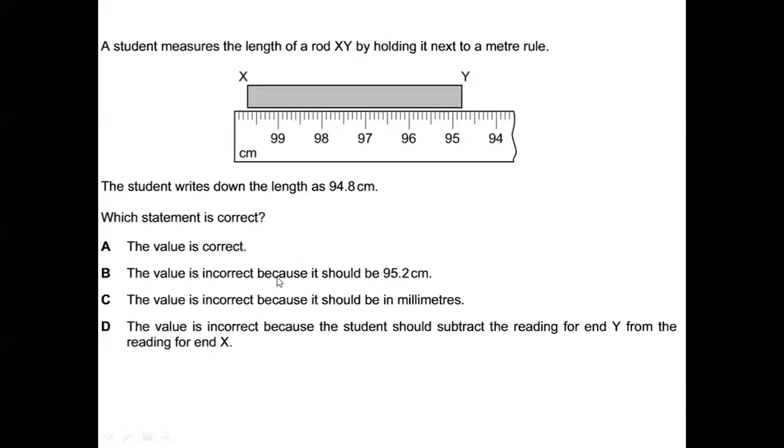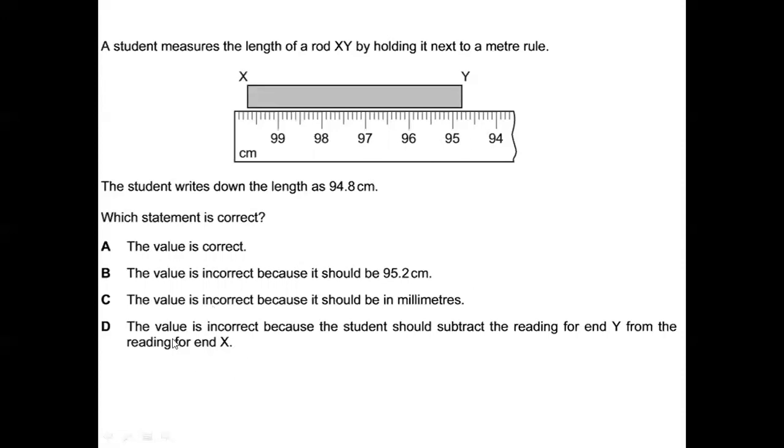Letter B, the value is incorrect because it should be 95.2 centimeters. Now, looking at the scale, 95.2 is actually around this point, which is again incorrect. Letter C, the value is incorrect because it should be in millimeters. Now, notice that the 94, 95, 96 are basically in centimeters, which is correct. If you want to express this one in millimeters, there should be 940, 950, and so on.